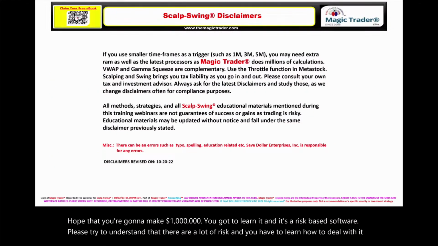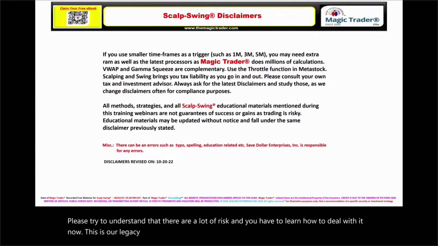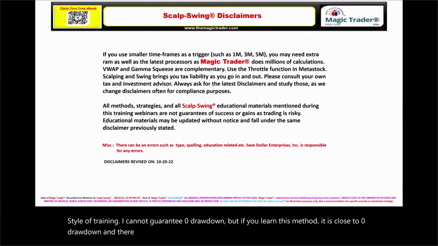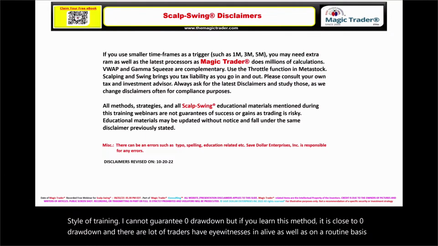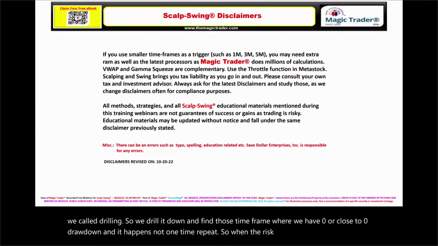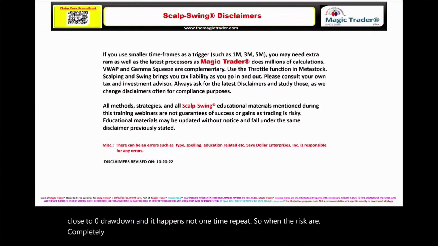Now, this is our legacy style of trading. I cannot guarantee zero drawdown, but if you learn this method, it is close to zero drawdown. And there are a lot of traders who are eyewitnesses, live as well as on a routine basis. We call it drilling. So we drill it down and find those time frames where we have zero or close to zero drawdown. And it happens not one time, but repeatedly.